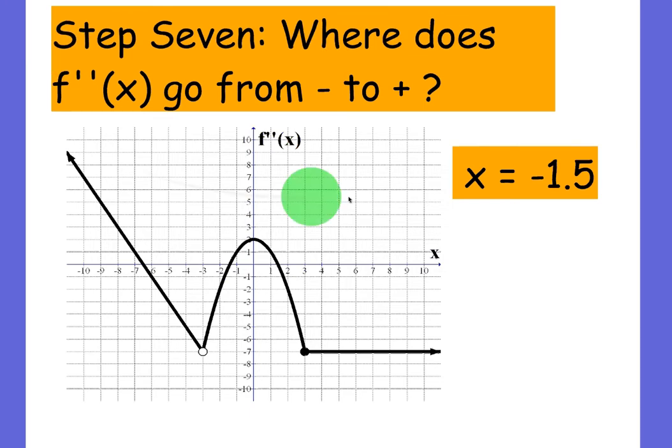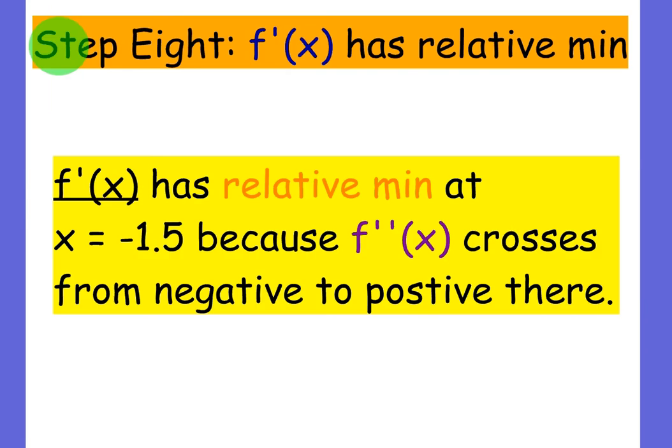In the same way, we want to figure out where f double prime of x goes from negative to positive. And that's actually only at one point, at negative 1.5. That means that for f prime, the slopes of the tangent lines will be going from negative to positive, which means it's going from decreasing to increasing, which means it has a relative min. f prime of x will have a relative min at negative 1.5 because f double prime of x crosses from negative to positive there.